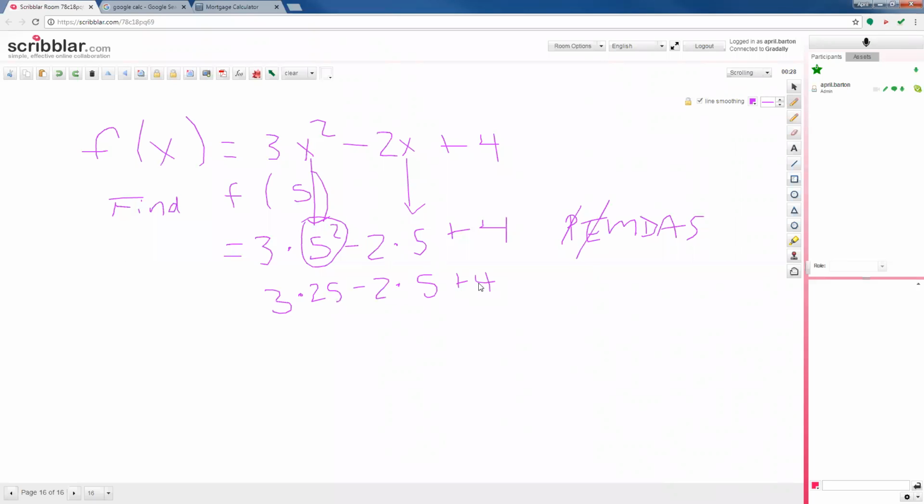So 5 squared is 25. So now we've done the exponent, we can move on to multiplication. We have a 3 times 25 and a 2 times 5. So 3 times 25 is 75, 2 times 5 is 10. And then the addition and subtraction, you can go left to right. You don't have to do the add first. When it's only addition and subtraction left, we just do 75 minus 10 plus 4 is 65 plus 4, so 69.